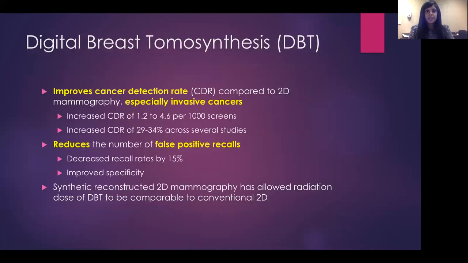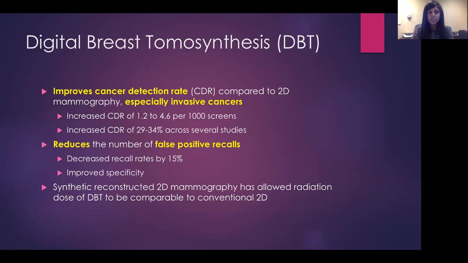So the 3D imaging or digital breast tomosynthesis has been shown to have some very important advantages compared to just 2D imaging. So it has been shown to improve cancer detection rate, and particularly invasive cancer, so the ones that are clinically important. So it's been shown to have an increased cancer detection rate of 1.2 to 4.6 per 1,000 screens.